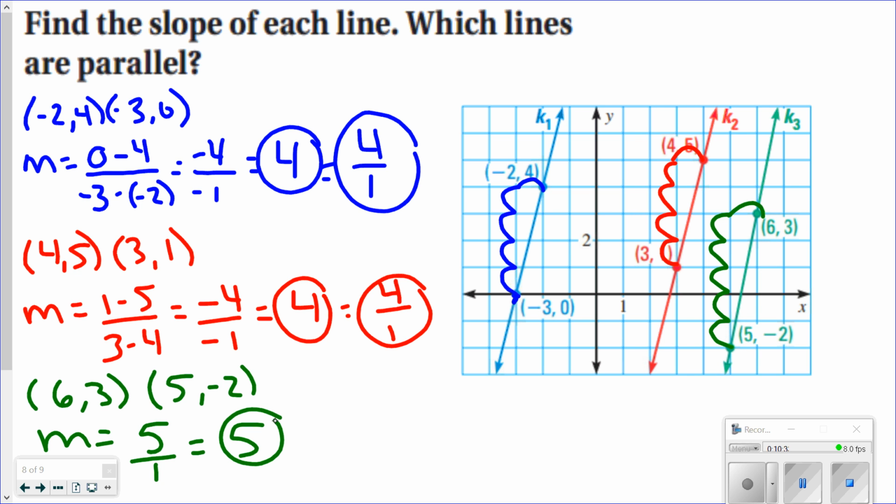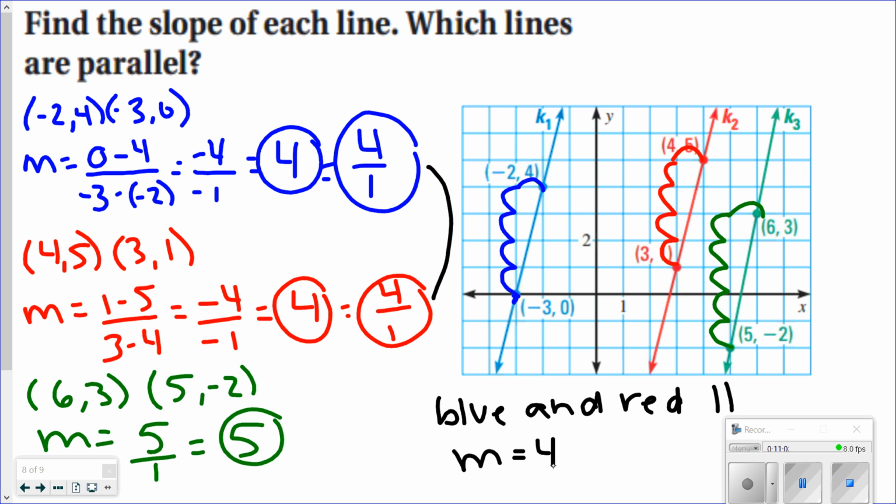Now remember, to determine if lines are parallel, they have to have the same slope. So which two lines are parallel? It would be the blue line and the red line. So blue and red are parallel. Those two lines mean parallel. That's an abbreviation. And the reason is because both of their slopes are equal to 4. So I could add these little arrows saying that those are parallel.